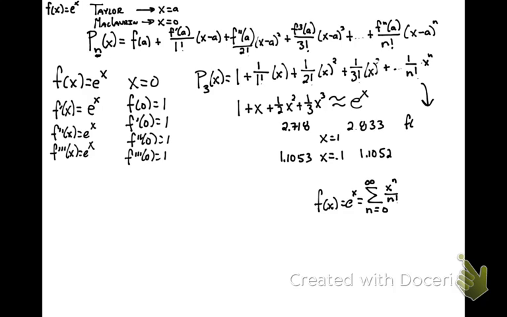One question someone has, well, what is 0 factorial equal? It's defined to equal 1. Right, so now we can represent functions like e to the x as series.